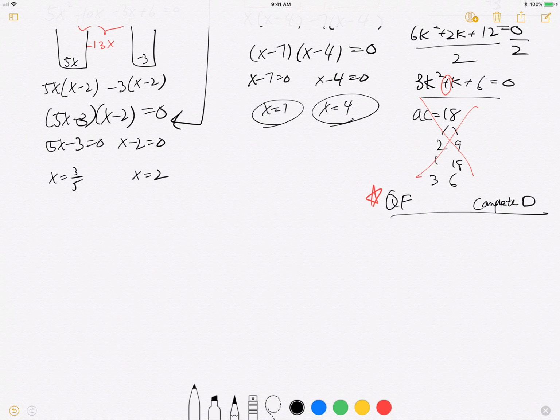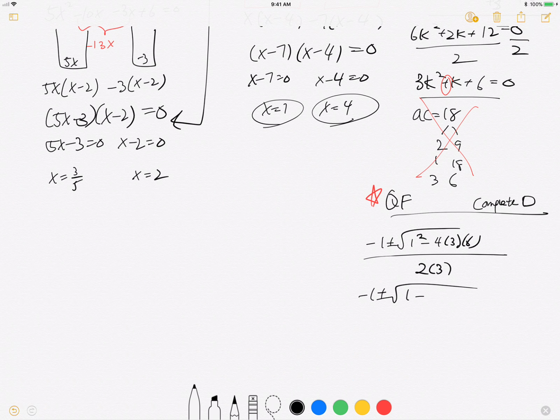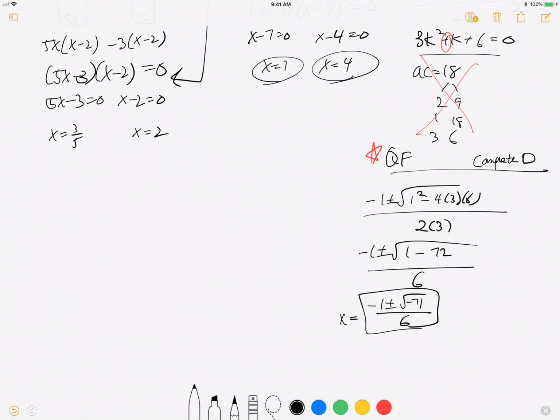But I would prefer to do the quadratic formula. So the quadratic formula for this would be negative 1 plus and minus the square root of 1 squared minus 4 times 3 times 6, all over 2 times 3. Then it becomes 1 minus 12 times 6, which is 72, over 6. So my solution would look like that, and please say that x is equal to that solution.